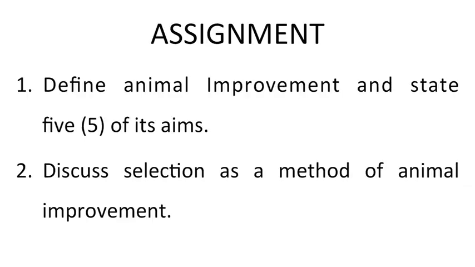But before we go, I want to leave you with an assignment. 1, define animal improvement and state 5 of its aims. I take it again. Define animal improvement and state 5 of its aims. 2, discuss selection as a method of improvement. Discuss selection as a method of animal improvement.